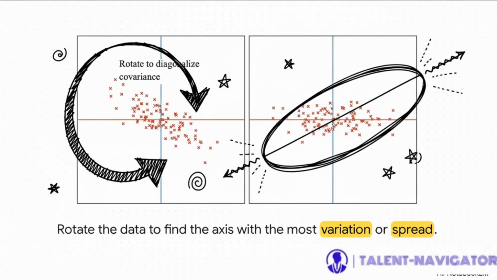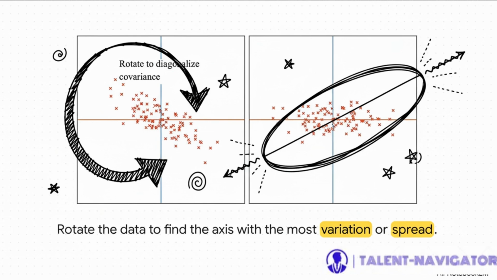And now for the magic. Step 2, rotation. The algorithm takes that centered data cloud and starts rotating it, searching for that one single angle, that one perfect axis that shows the most spread, the most variation. A good way to picture it is like finding the longest possible line you could draw through an oval.